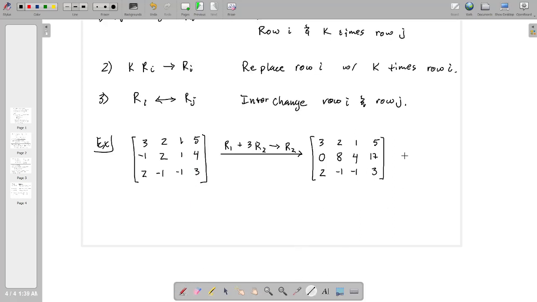Next, what I'm going to do is take 2 times row 1 and replace row 1. So now I'm doing the second elementary row operation, where I take a constant multiple of a row and I replace that same row with it. So I take a constant multiple of row 1 and replace row 1. I'm going to do the same thing with row 3 and do 3 times row 3 and replace row 3.